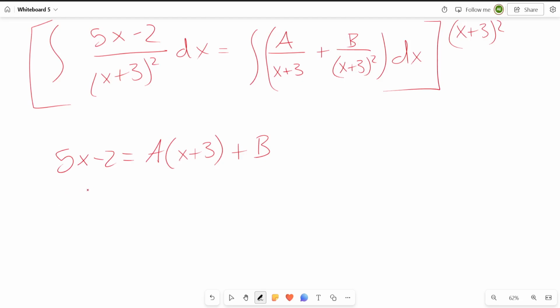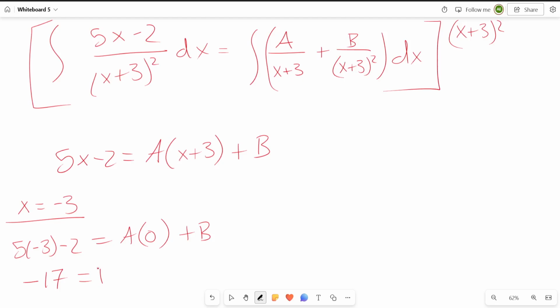And right now is the point where we need to substitute. So let's substitute x as minus 3 to get rid of this a term. Okay. So this is going to be 5 times minus 3 minus 2 equals a times 0 plus b. So this is going to be 5 times minus 3 is minus 15, minus 15 minus 2, that's minus 17 equal b. So our b equals minus 17.